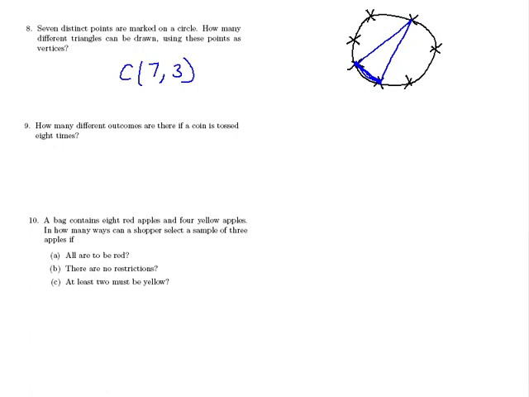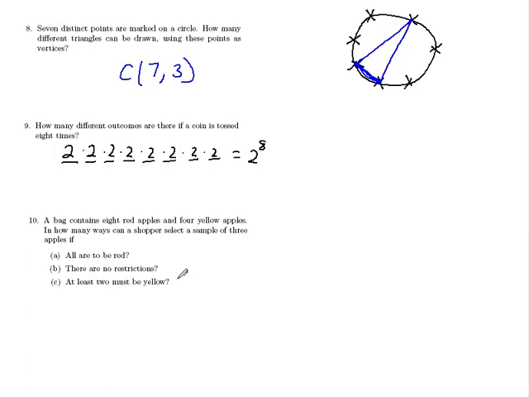How many different outcomes are there if a coin is tossed 8 times? Well, draw out 8 blanks. We're tossing a coin 8 times. On the first toss, the coin could come up heads or tails, so there's 2 choices. Each one of these tosses has 2 choices, which gives me 2 to the 8th.